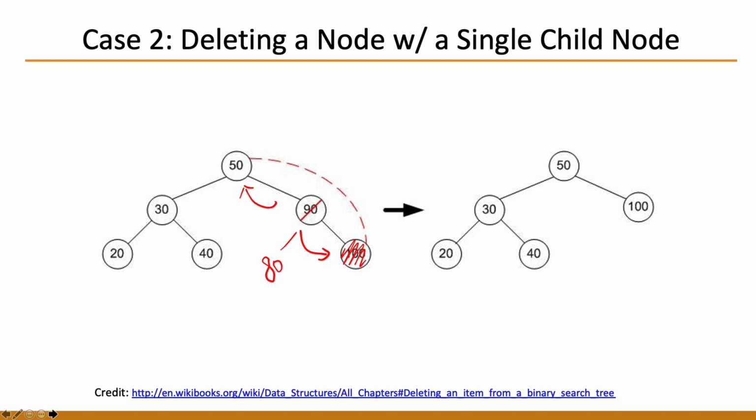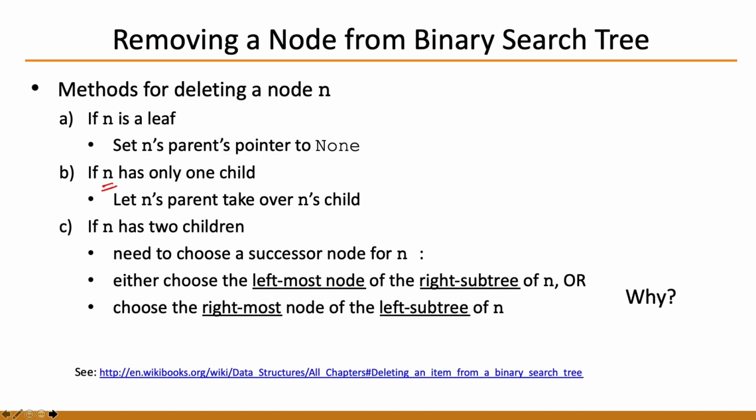Okay, so finally, we look at the third case. For the third case, this is the most complicated case. You have 2 children, so you have to choose who takes over n's location. Here, we actually have 2 potential candidates. You can either choose the leftmost node of the right subtree or the rightmost node of the left subtree. So why is that the case? Think about that for a minute.